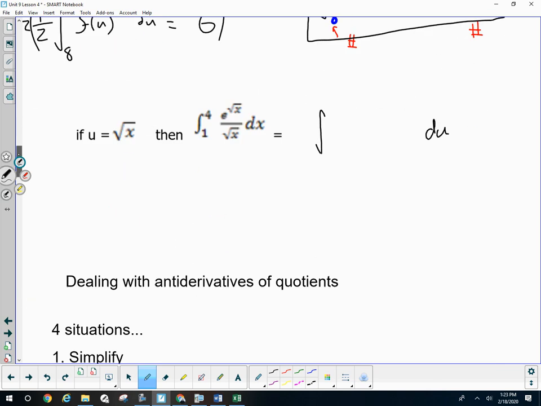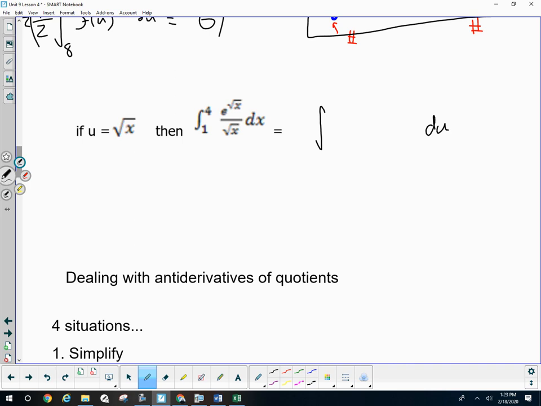Here's a good one where changing bases is not a big deal. You're told that u is equal to root x. We understand this is 2 and 1. But watch what happens. If u is root x, du is 1/2 x to the negative 1/2 dx. dx would equal, ends up being root x over 2. Nope, 2 root x. This is 2 root x du.